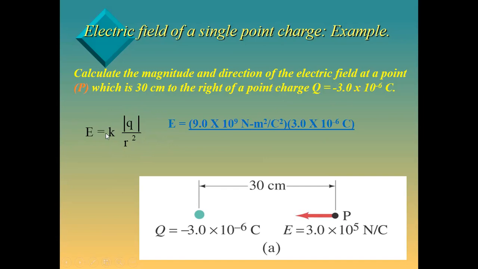K is the Coulomb constant, which is 9 times 10 to the power 9. Q is the charge, which is 3 times 10 to the power -6. In this case, there is no need to put the negative sign in this equation because we want the absolute value of the charge, divided by R squared, which is the distance from the charge to the point, squared. After the calculation, we get the electric field equals 3.05 times 10 to the power 5 Newton per coulomb, and the direction of the electric field is toward the negative charge.